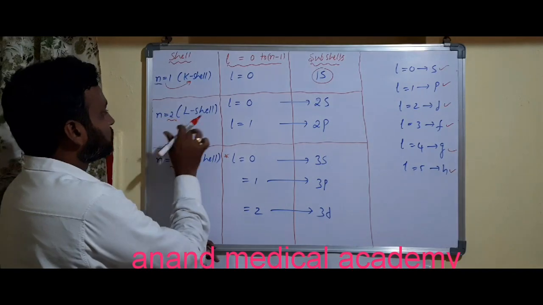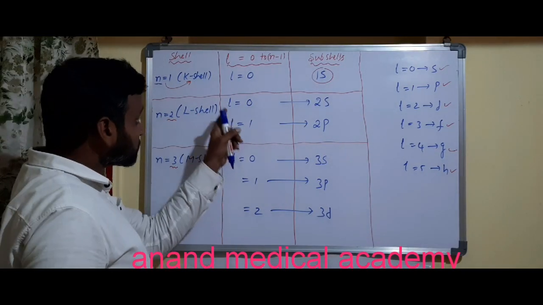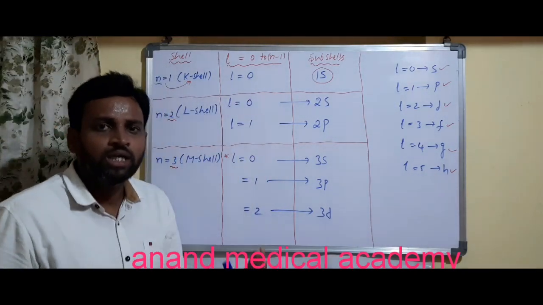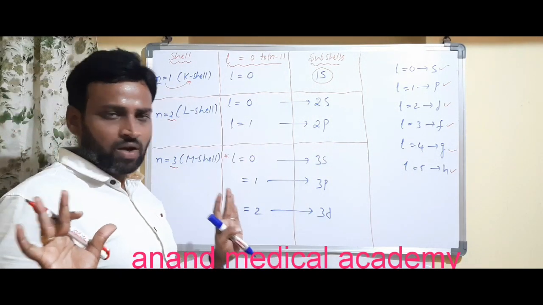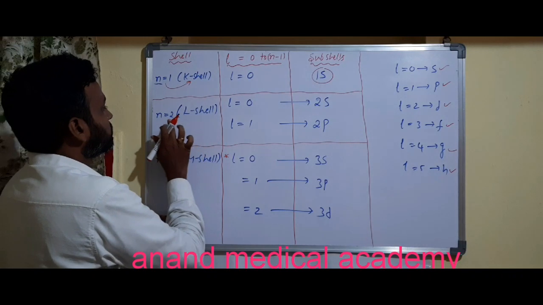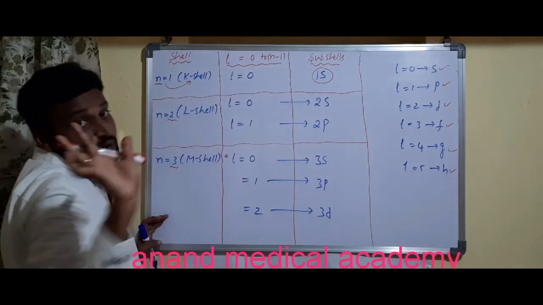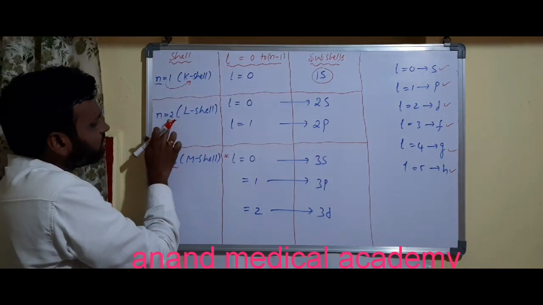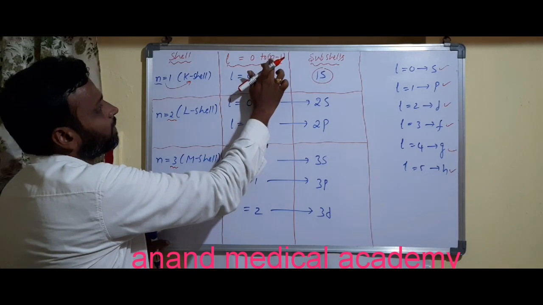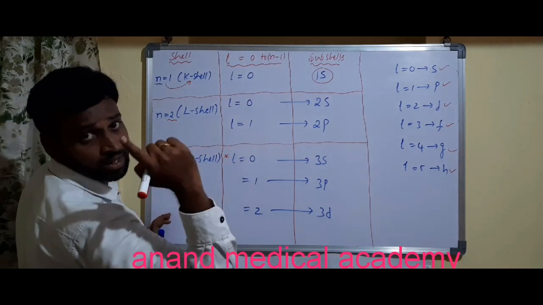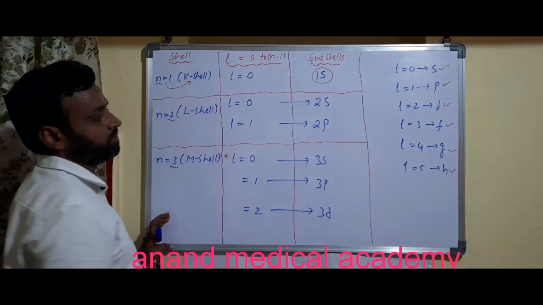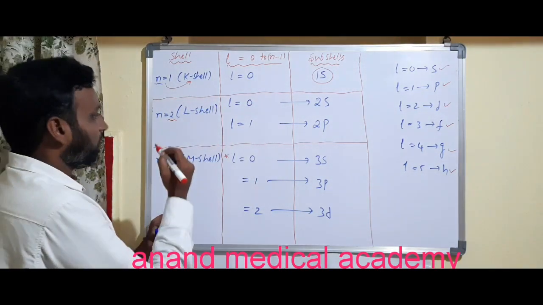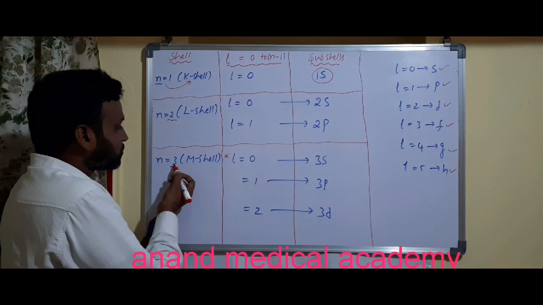Okay, n equals 2, L shell. Every subshell starts from 0 and ends with n minus 1. What is the n value? 2. So 0 to 2 minus 1. 2 minus 1 how much? 1. So the l values are 0 and 1. Got it clearly? Okay. And the same way, n equals 3.